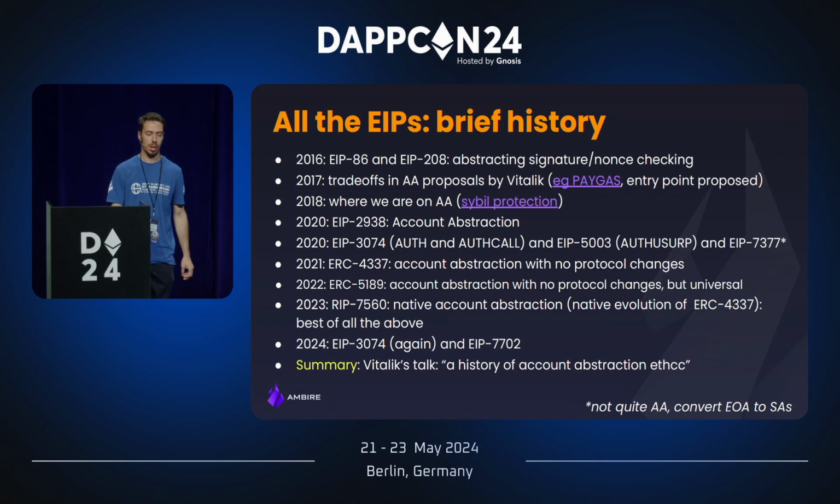Then we had the first complete proposal in 2020, which was EIP 2938. Then we had this EIP that became so controversial lately, which is 3074, and we're going to get to that in a minute. And then 4337, then there's a bunch of other ones, and as I said earlier, 7560, which took the learnings from 4337 and proposed enshrining them into the protocol.